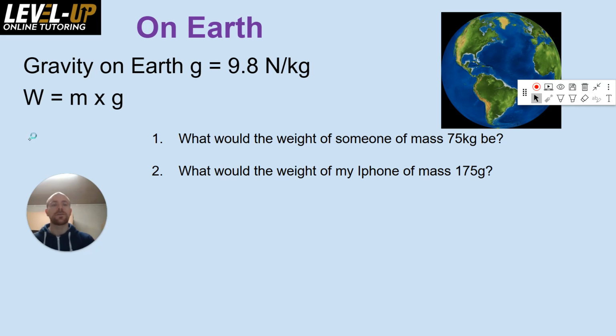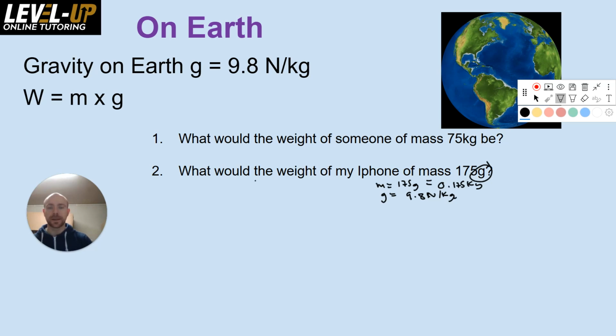What would the weight of an iPhone of mass 175 grams be? Well, the reason I put this in, obviously, hopefully you're seeing immediately that this is in grams. So let's write down the mass, which is 175 grams, which we need in kilograms. So it's 0.175 kilograms. Our g, as before, we're still on the Earth, so 9.8 newtons per kilogram.